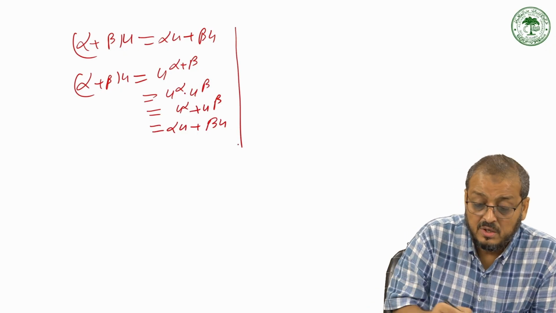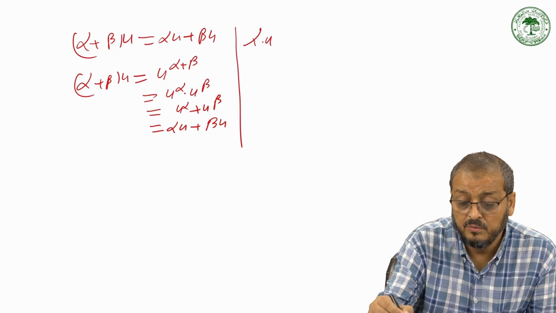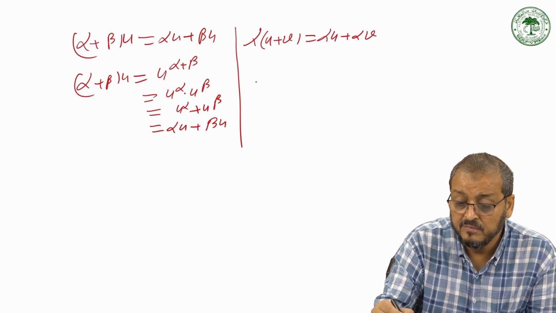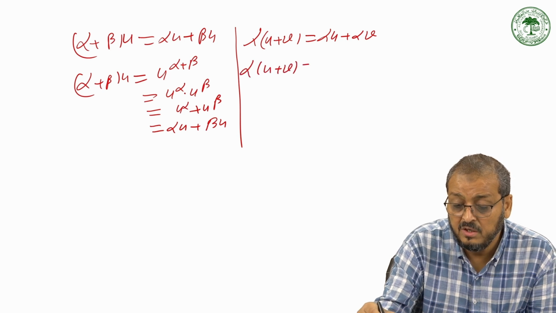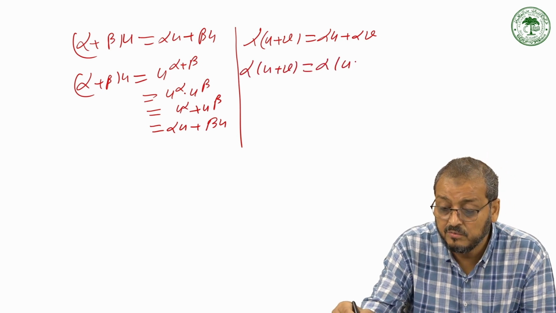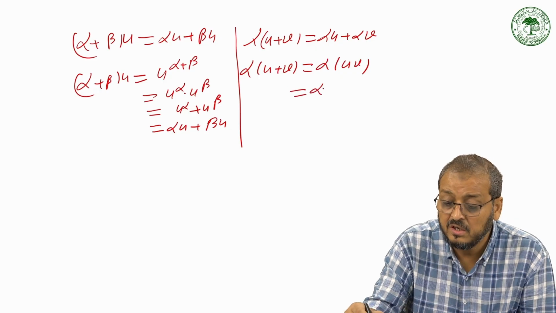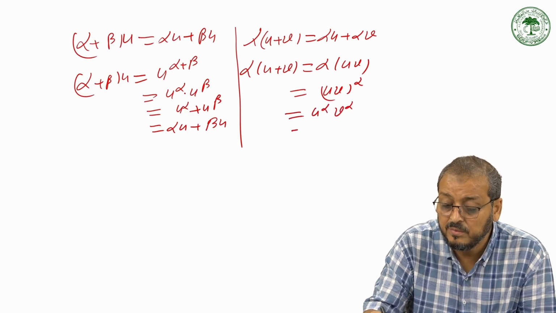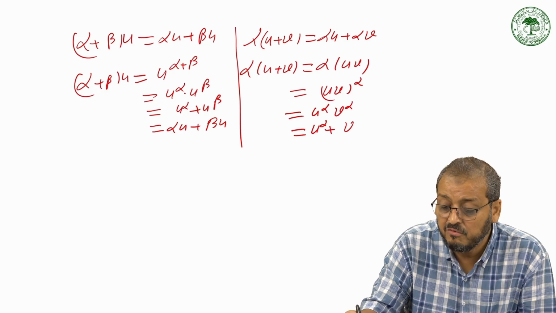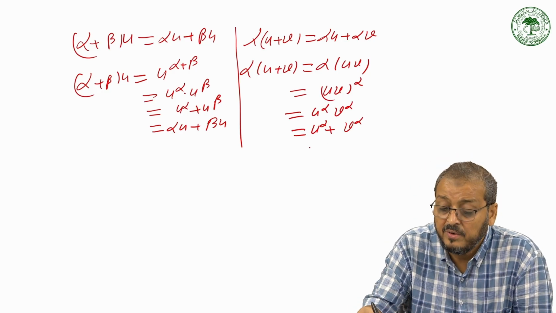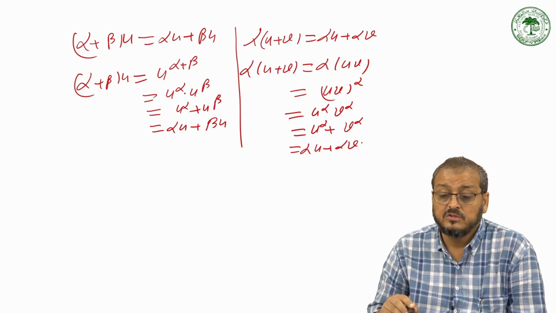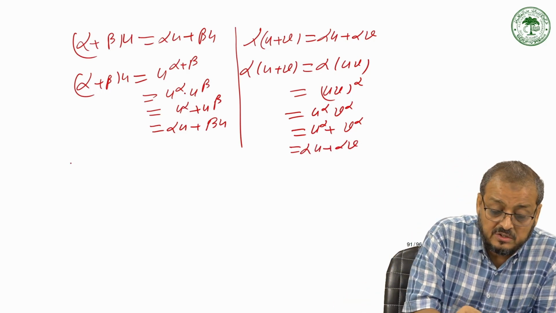Now we have to prove that alpha times u plus v is equal to alpha u plus alpha v. So alpha times u plus v means we write alpha times uv, which can be written as uv to the power alpha, and then u to the power alpha, v to the power alpha, which by the addition property is u to the power alpha plus v to the power alpha. Then this is nothing but alpha u plus alpha v. So clearly this satisfies these conditions.